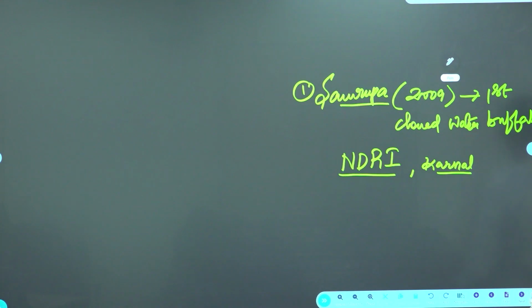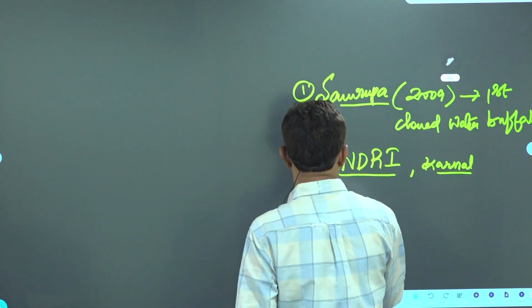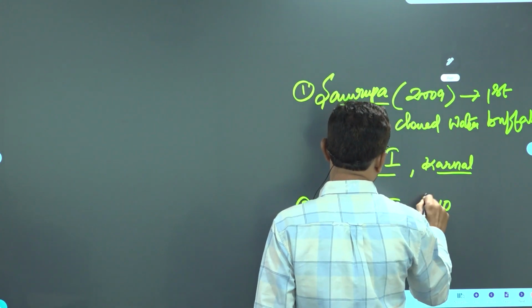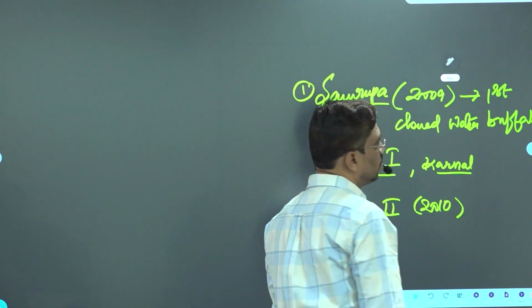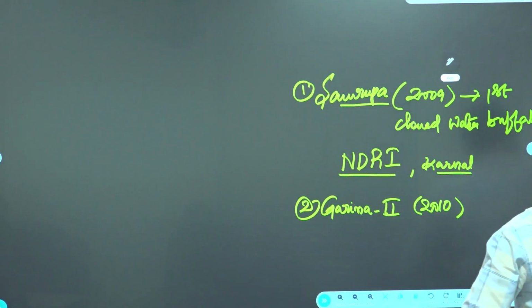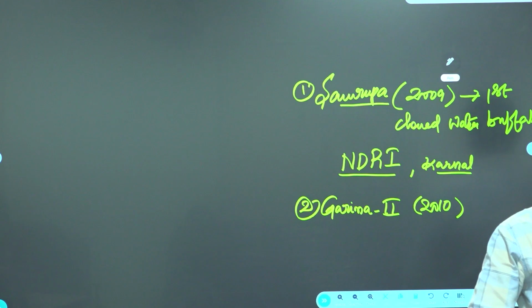Next, Garima 2. It was cloned in 2010. Garima 2 is also a cloned buffalo, cloned at NDRI Karnal.